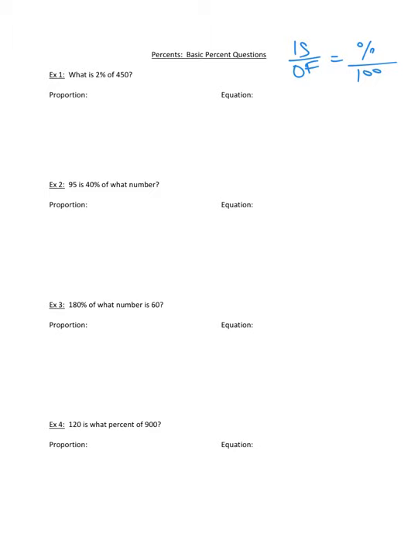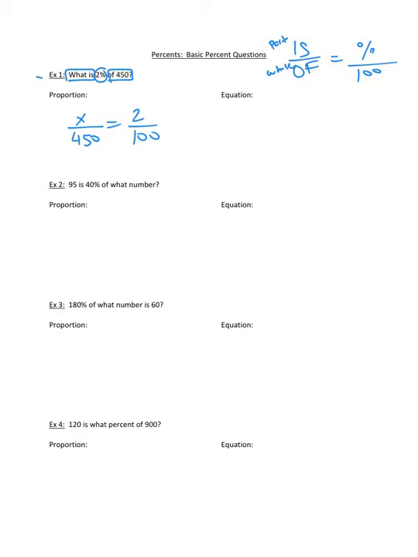So if you look for keywords in example 1, what is 2% of 450? What is, and then 2% of 450? So you would say, what is, I don't know, represents the part, out of 450 represents the whole, equals 2%, 2 out of 100. So if you know you got 2 out of 100, the question is, what part is that out of 450? And then you cross multiply your proportion.